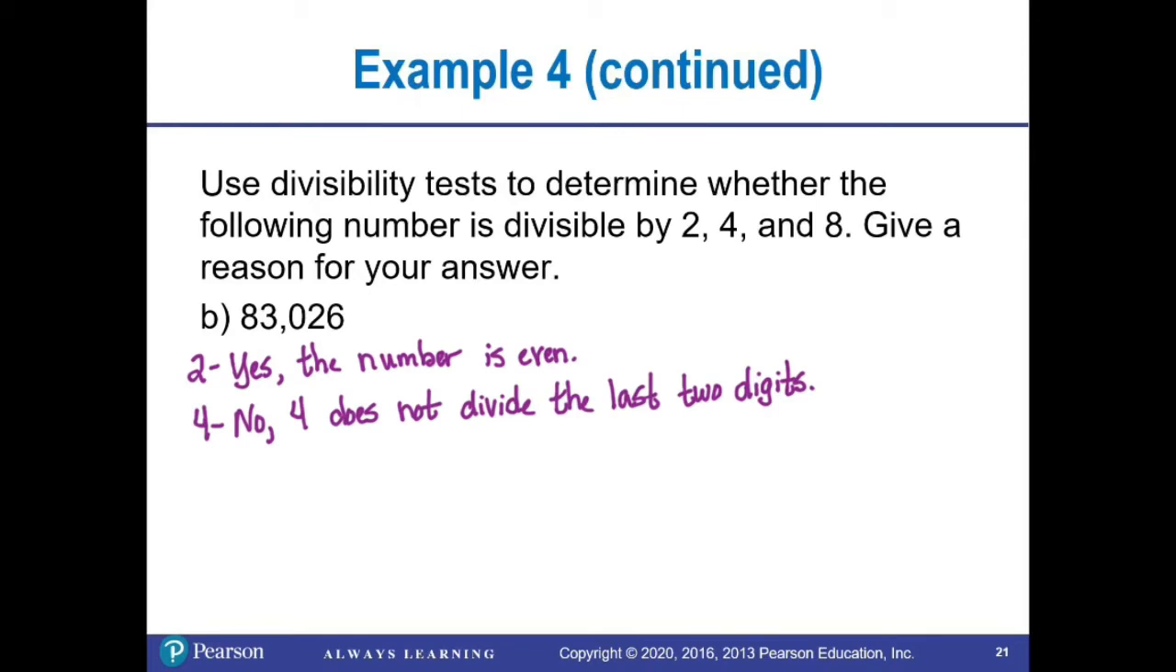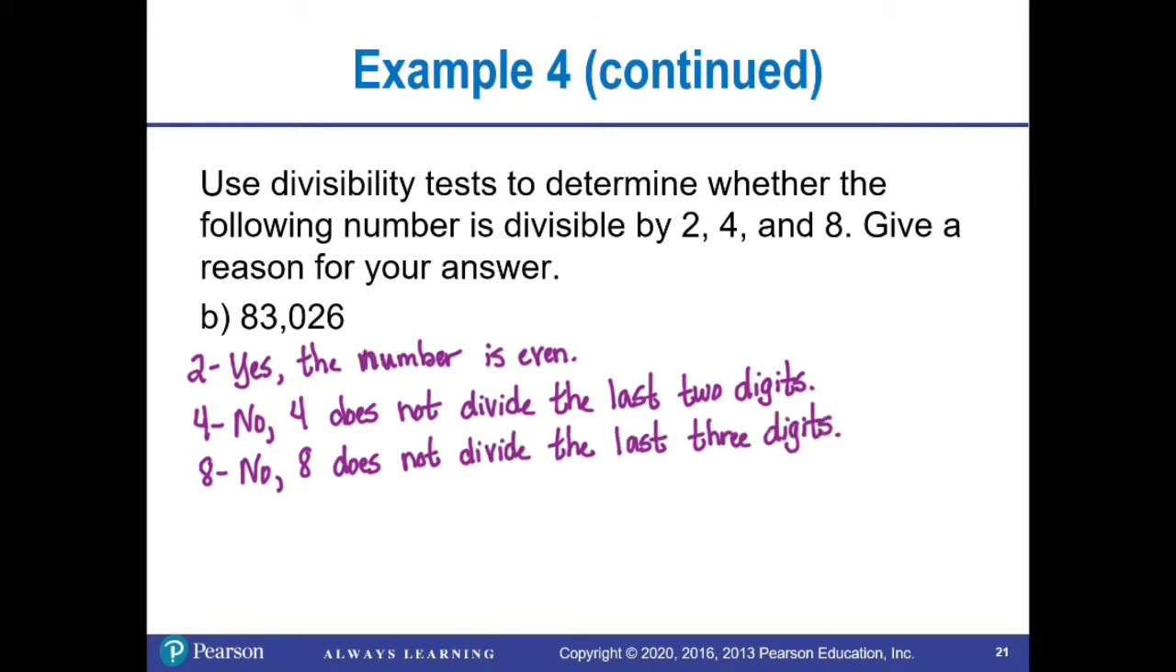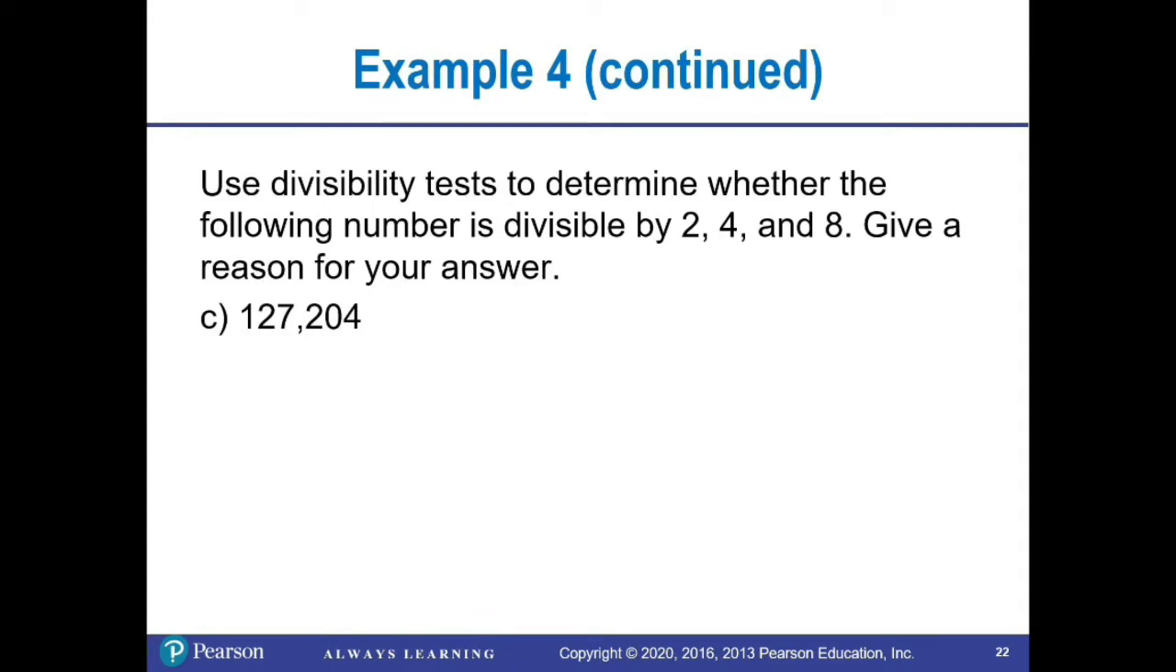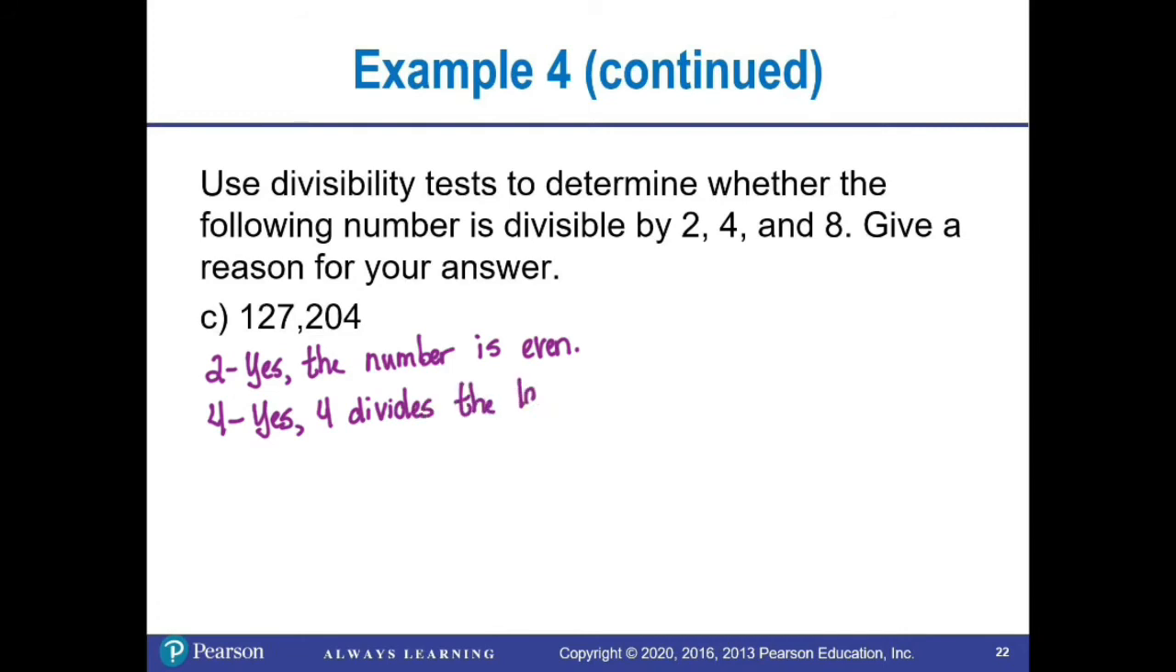For 8, I look at the last 3 digits. The last 3 digits are 0, 2, 6, or 26. 8 does not divide 26, the last 3 digits, and so 8 does not divide our number. In part C, we have 127,204. Our number is even, so 2 divides our number. For 4, we check the last 2 digits, which are 0, 4. Does 4 divide 4? Yes, and so 4 divides our number because 4 divides the last 2 digits.